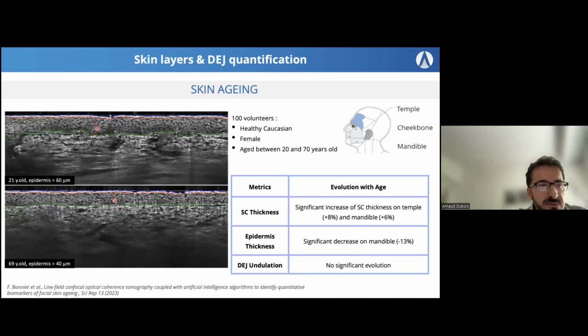This was a study of changes in skin structure with age involving 100 adult women, aged between 20 and 70. An increase in stratum corneum thickness was observed on the temples and on the mandibles. A decrease in epidermis thickness was measured on the mandible, but no significant variation in the dermal-epidermal junction was observed.